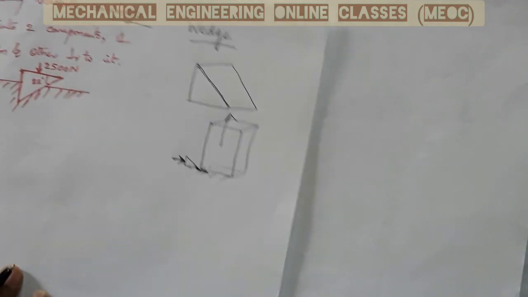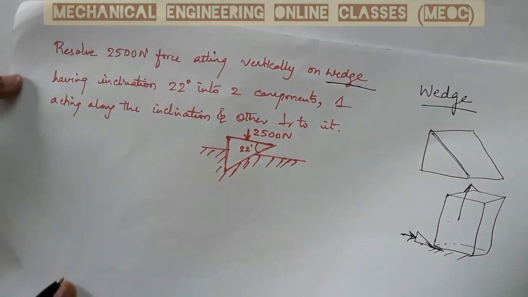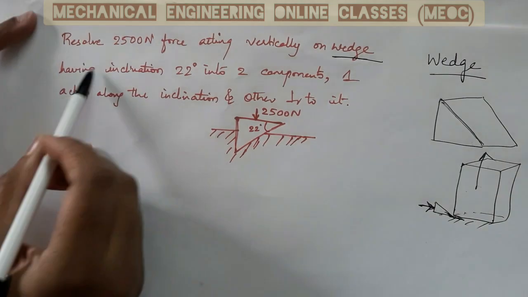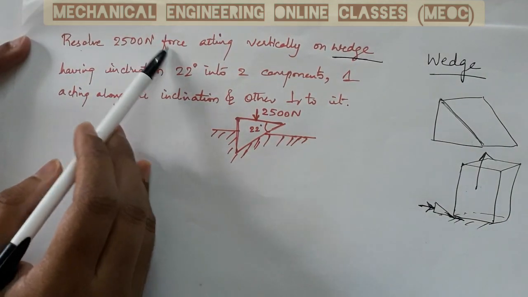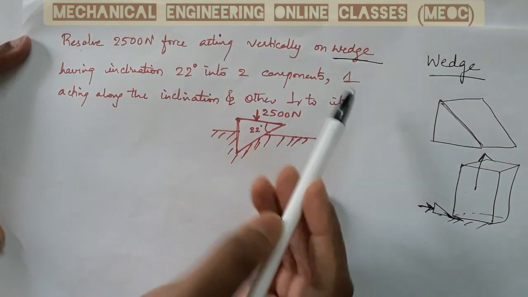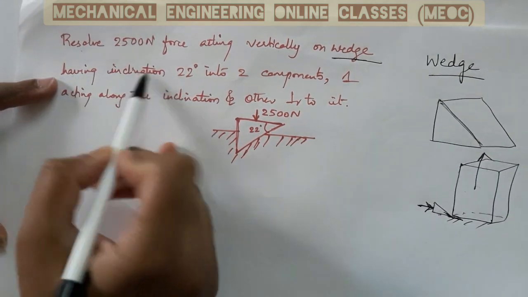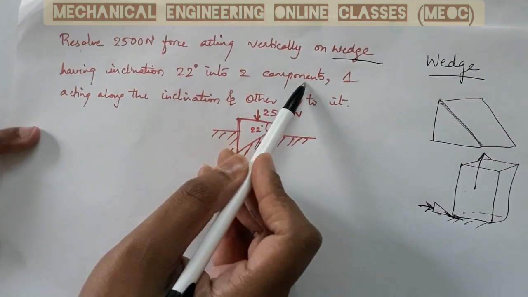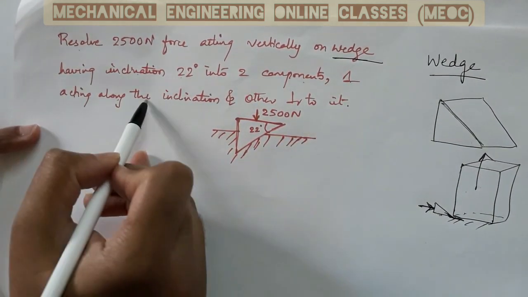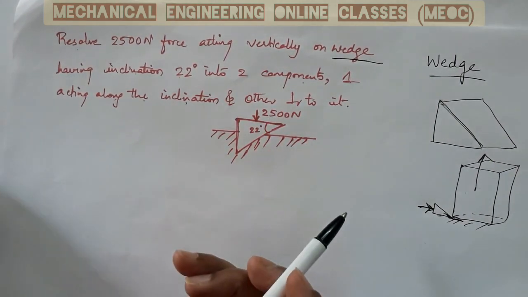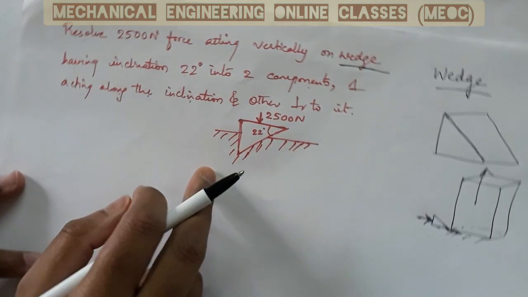So let us solve some problems on wedges. Here let us see the first question. To resolve a 2500 Newton force that is acting vertically on a wedge having inclination 22 degrees into two components, one component acting along the inclination and the other perpendicular to it. The figure is part of the question.